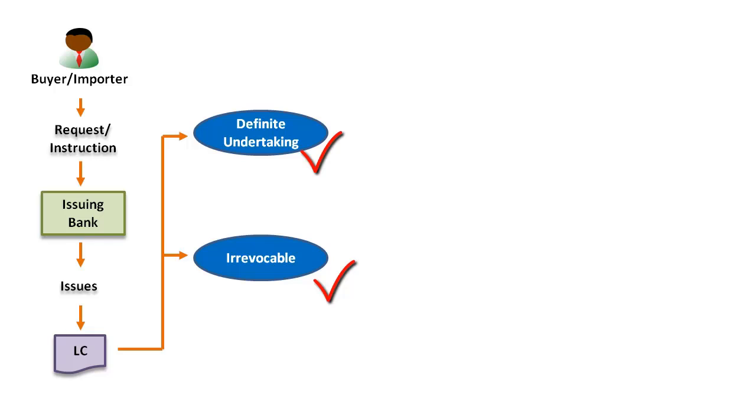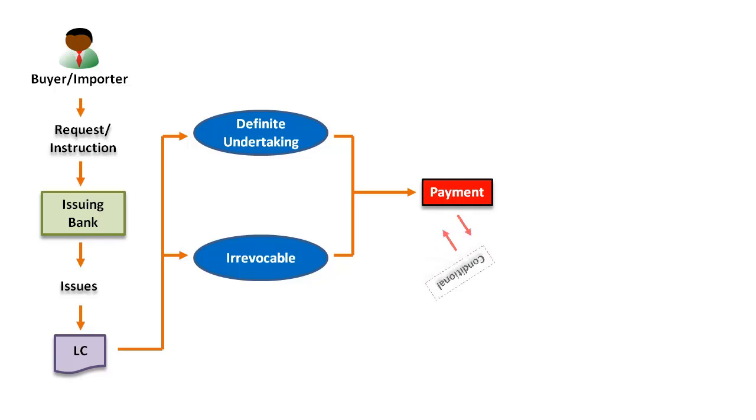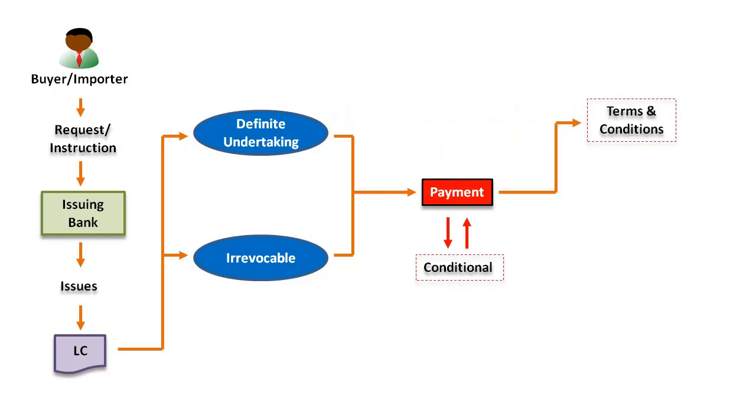These are the two most important characteristics of an LC, or the nucleus of an LC, because the ultimate objective of an LC is to make a payment. LC itself is an instrument of payment. Now, the other important thing concerning the irrevocable undertaking to make a payment is that the payment under LC is conditional. The payment under LC is subject to strict compliance to the terms and conditions contained in the LC itself.